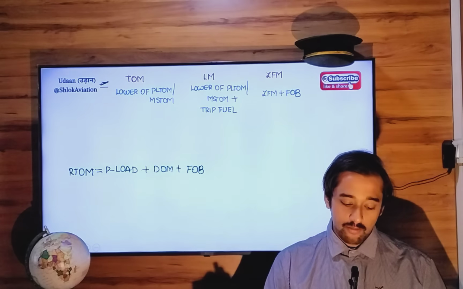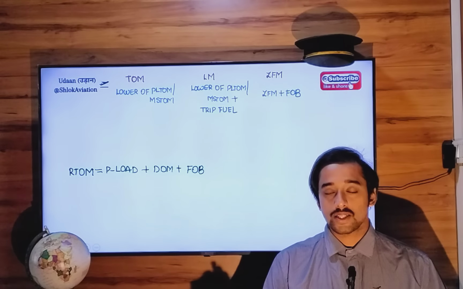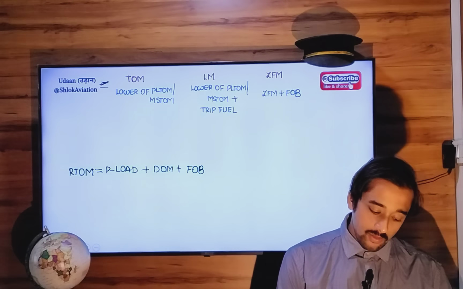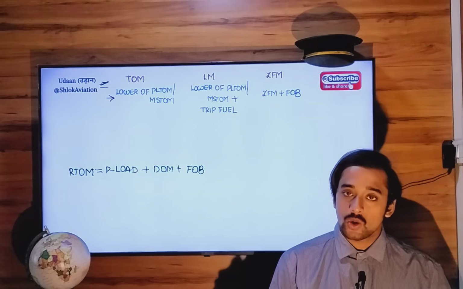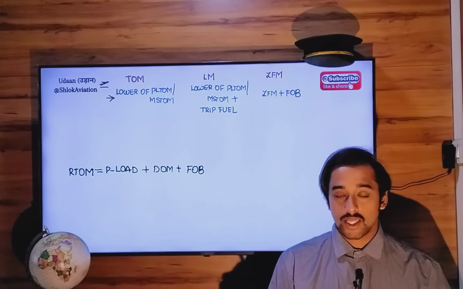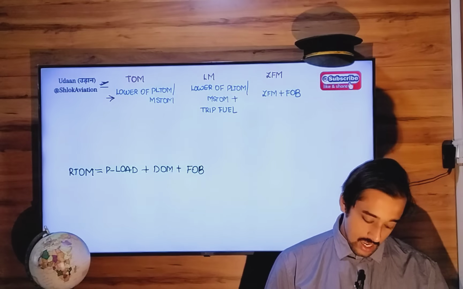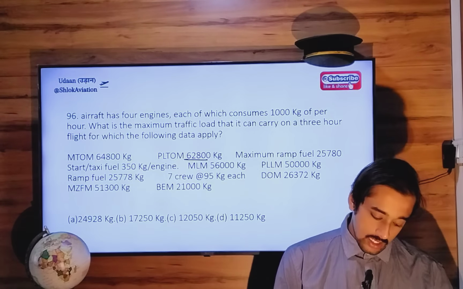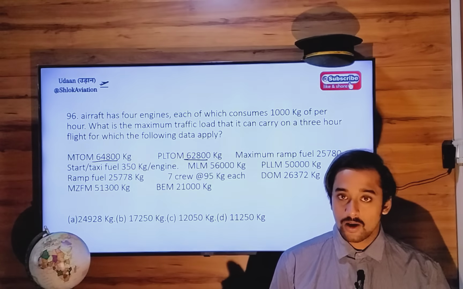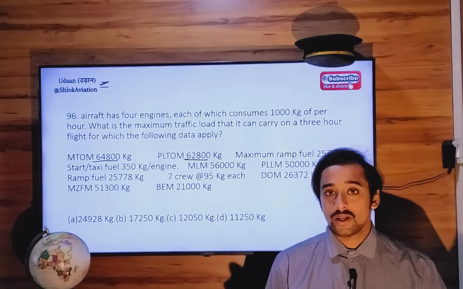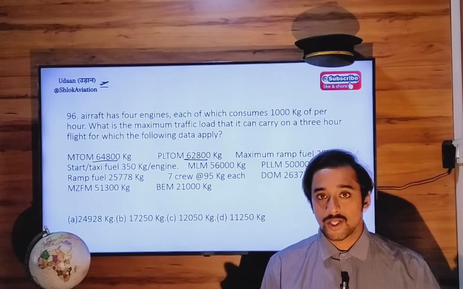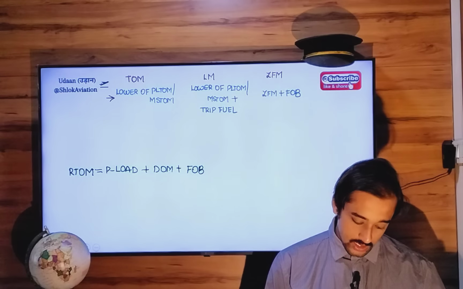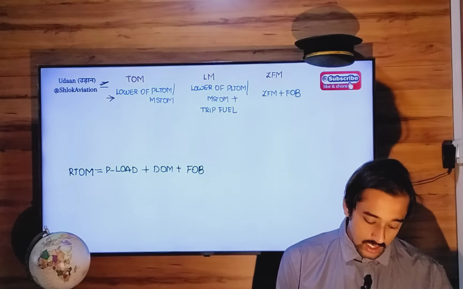In step 1, we'll make three columns, one for takeoff mass, the second one for landing mass, and the third for zero fuel mass. In the takeoff mass column, you write a value which is lower of performance limited takeoff mass and structural takeoff mass. Performance limited takeoff mass is 62,800. Structural takeoff mass is 64,800. 62,800 being less than 64,800, it becomes our choice of takeoff mass.